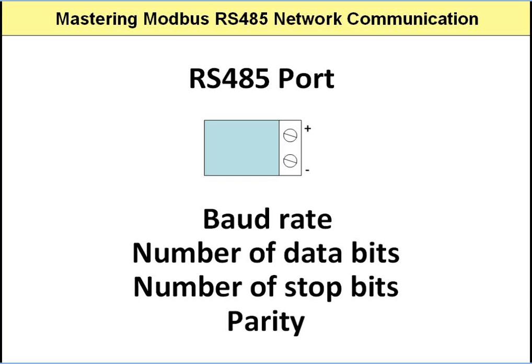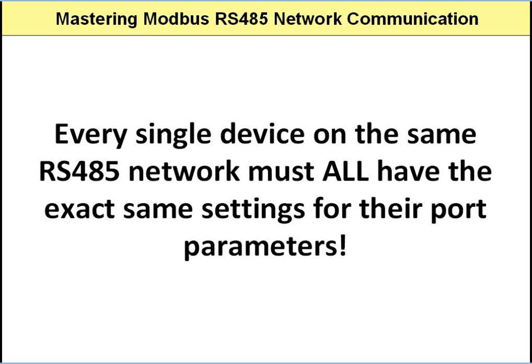Before we go into what each of these parameters do, I want to make the most important point of this lecture right now, and it's this. Every single device on the same RS485 network must have the exact same settings for the port parameters. It is the only way that the RS485 network will operate properly. It's not so important what settings you choose. What's more important on the RS485 network is that every single device has the same settings. So let's have an individual look at those parameters we just mentioned.